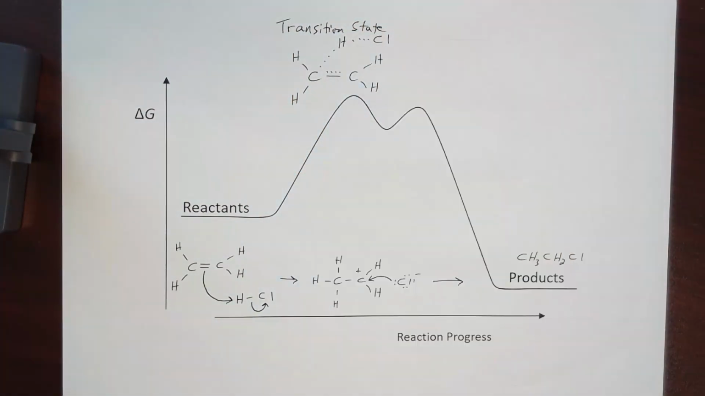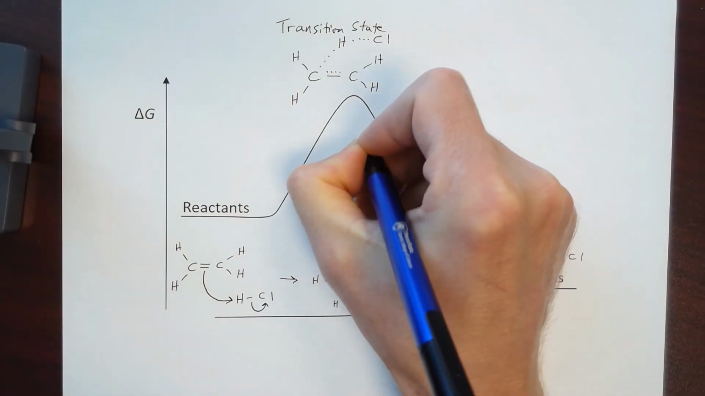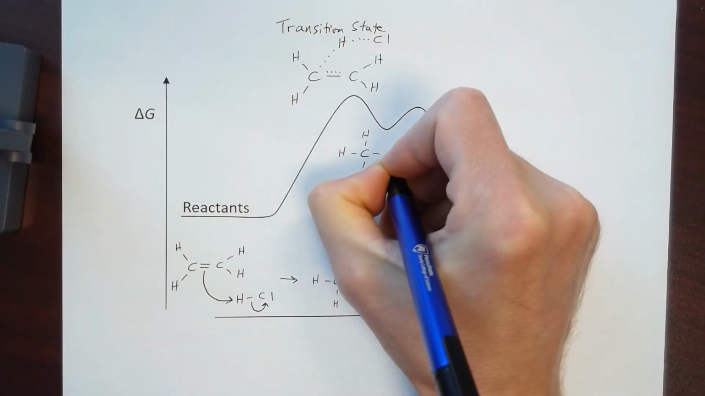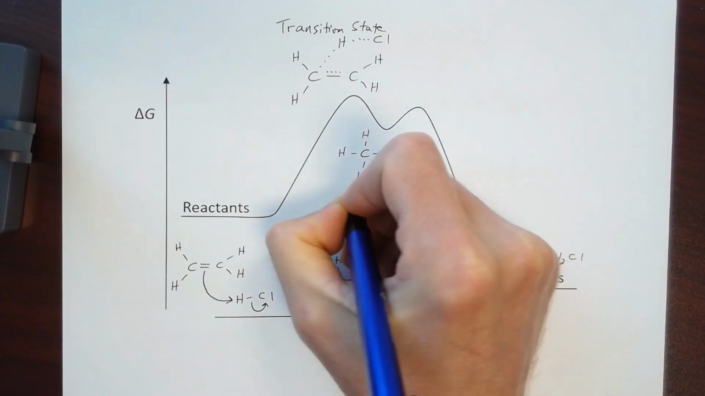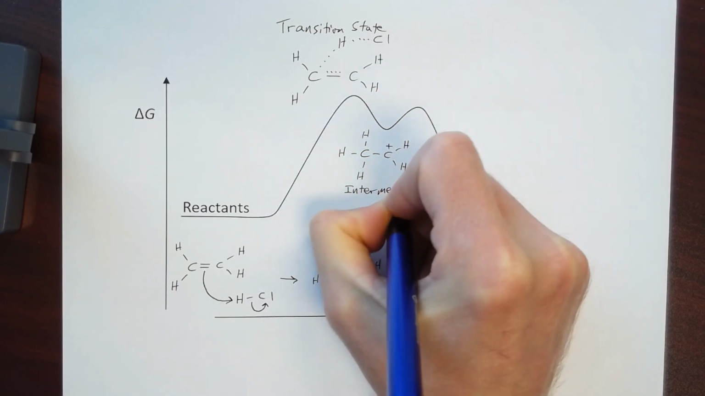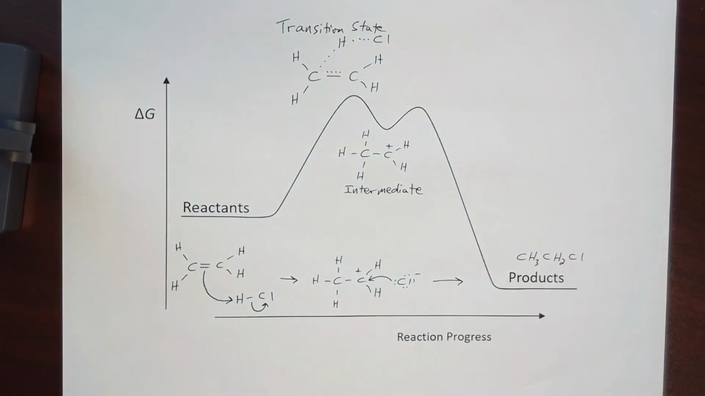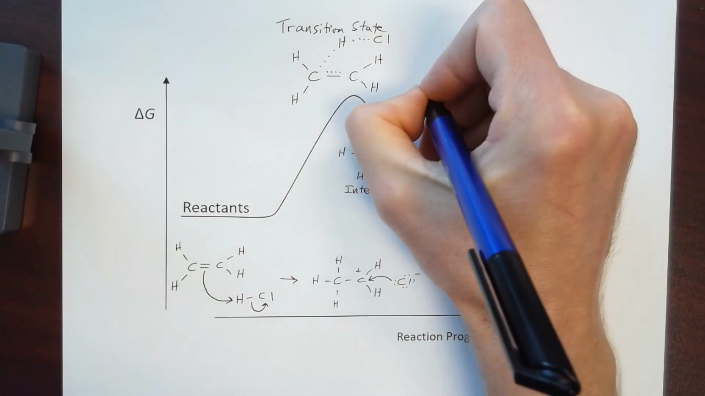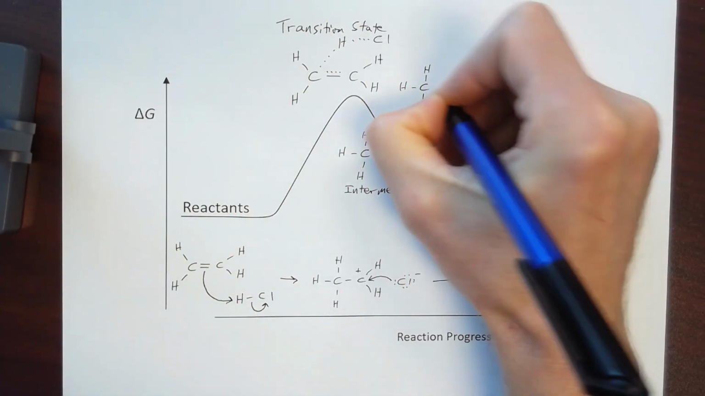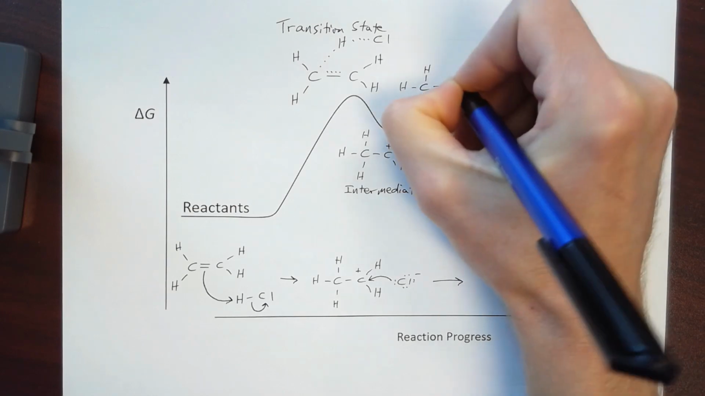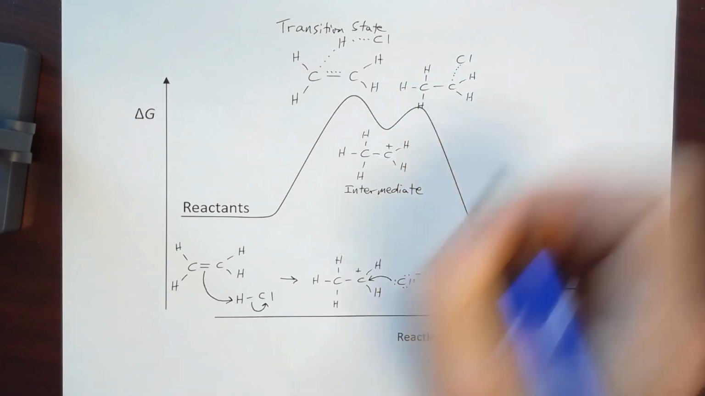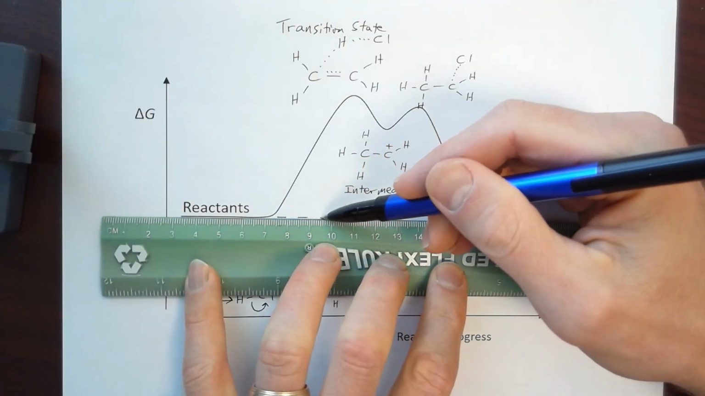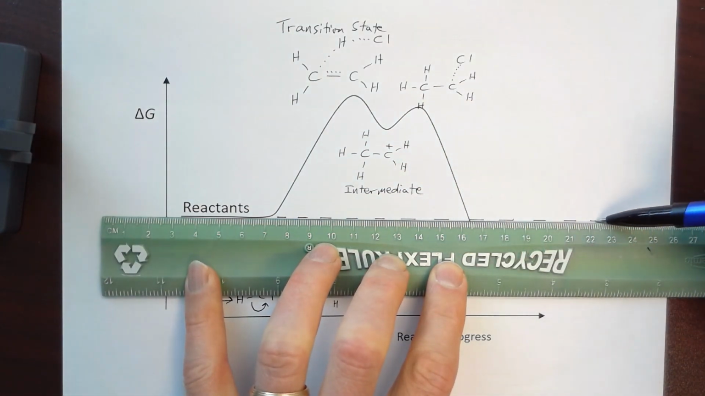After the proton is transferred, the product is a carbocation, which is considered an intermediate because it will exist until it collides with something else with which it will react. In the second step in this reaction, the chloride bonds to the carbocation, and the transition state is represented by the forming sigma bond.